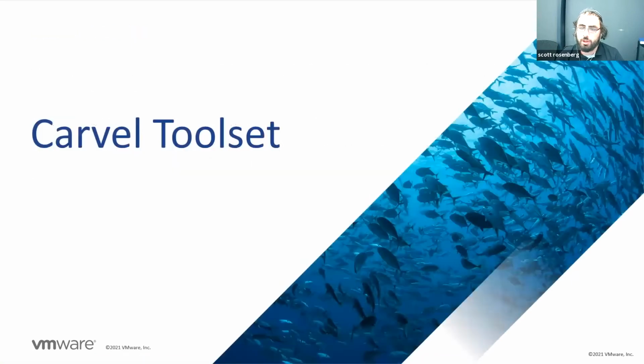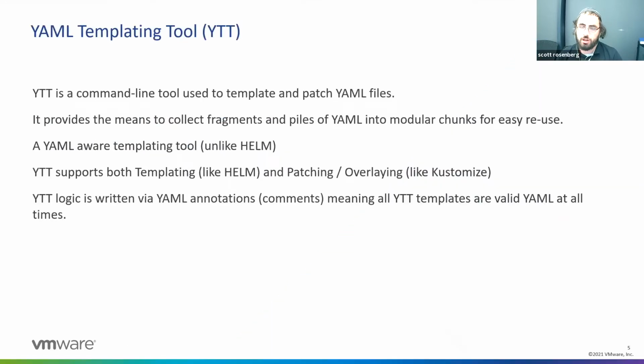Now, one thing before we get into how we do these customizations and what the real use cases are: the one other thing I want to create a baseline on is the Carvel toolset. The Carvel toolset is used very strongly throughout the entire system. One of the main tools we'll be dealing with in this session is YTT. YTT is a YAML templating tool. It's a CLI tool that allows us to template out our manifests.